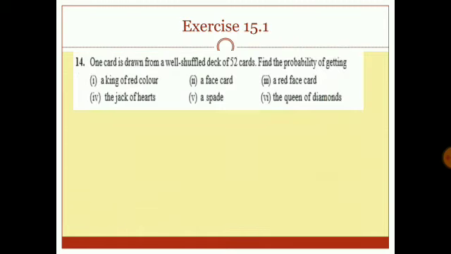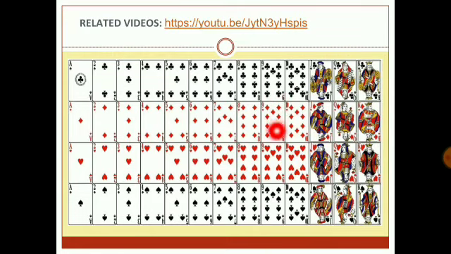The probability of getting a red face card. You all can see that these are the 12 face cards. Out of these, the red face cards are the Jack, Queen and King of Diamonds and Jack, Queen and King of Hearts. That means out of these 12 cards, we have 6 red face cards. So out of these 52 cards, we have only 6 red face cards.